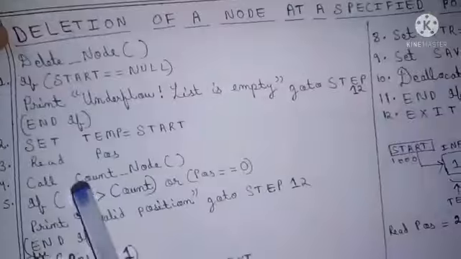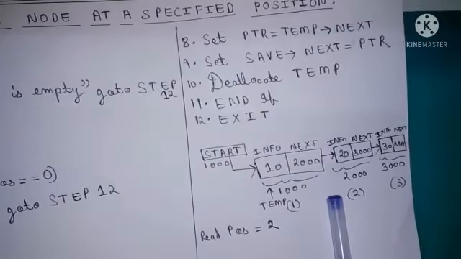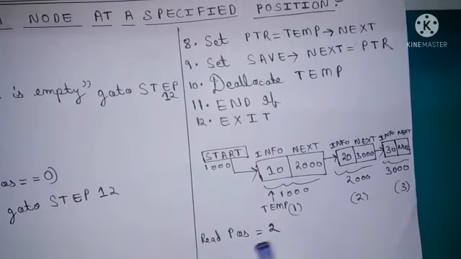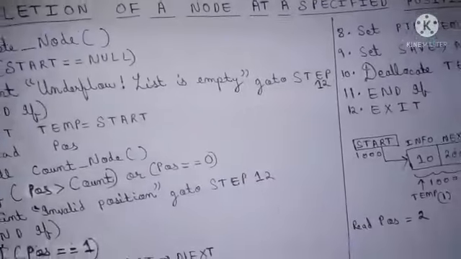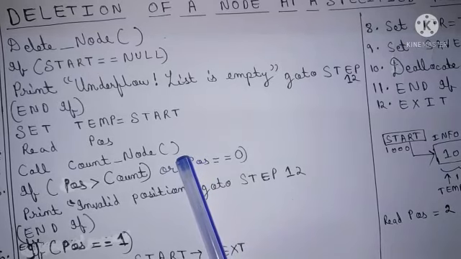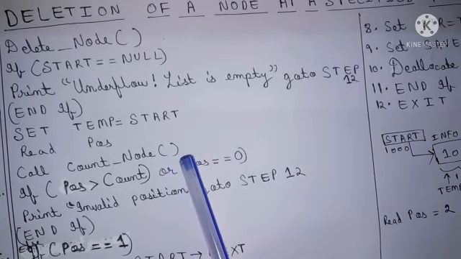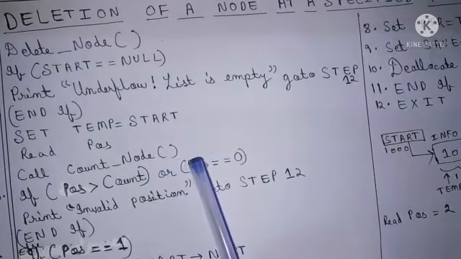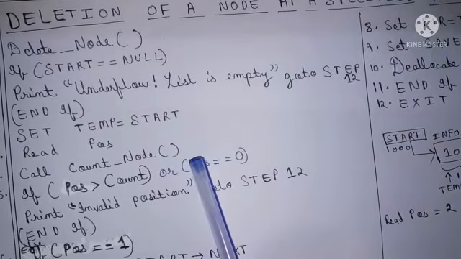After that, read position. With this statement we give one input, the position from which we want to delete the node. Here I have assumed that I want to delete from the second position, so read position is equal to 2. Then the next statement is call count node. This will return the number of nodes in our list. Count node is explained in detail in my previous video. You can go through it. The link is given in the description box.